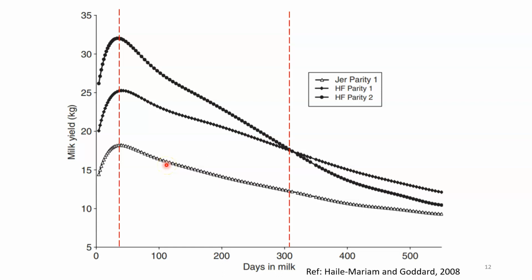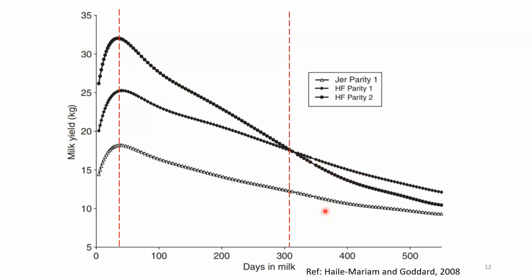The take-home message here is that there are breed differences and parity differences. However, generally speaking, all these breeds show the same pattern. They peak around 6, 7, 8 weeks, and then there is a relatively similar decline between these two animals. And then by around 300 days, it really goes down.